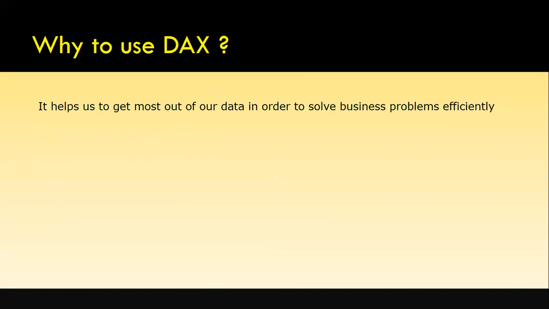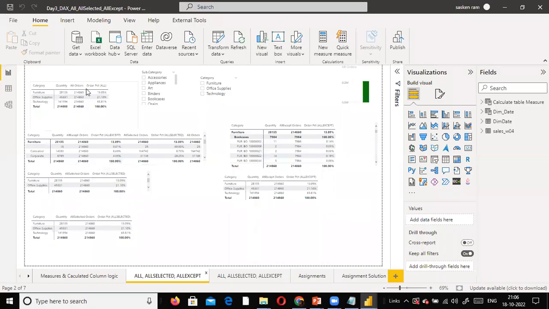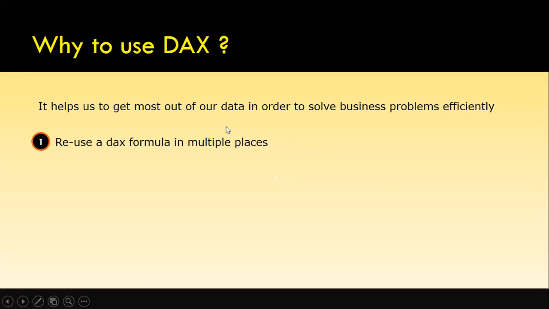The important advantage of DAX is that you can reuse the DAX formula in multiple places. Supposing in your report, for example, you have various visuals. Once you create the measure or calculated column, you can use it across all these visuals. The number one advantage of defining a DAX is reusability. You can reuse it wherever it is required, okay?